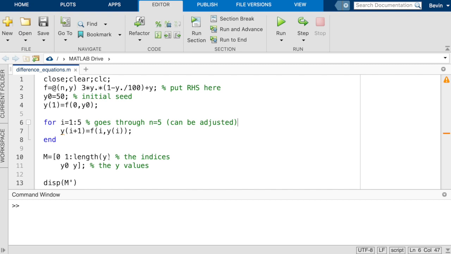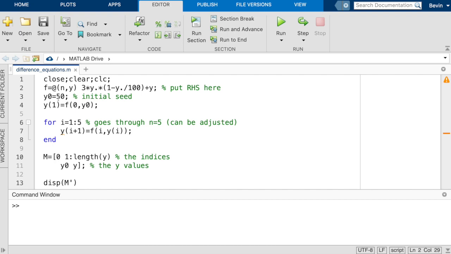Okay, so here's a script I've written. Let's go through it. The first line just wipes everything out, so you're starting with a blank slate each time. The second line is an anonymous function of n and just plain old y. That's just denoting the second input for the function. And then you type out over here what that right-hand side is going to look like. So if it has n dependence, you would use the letter n, and then anywhere you would have y sub n on paper, you'll just type y. So for us, it's going to be 3 times y times 1 minus y divided by 100 plus y.